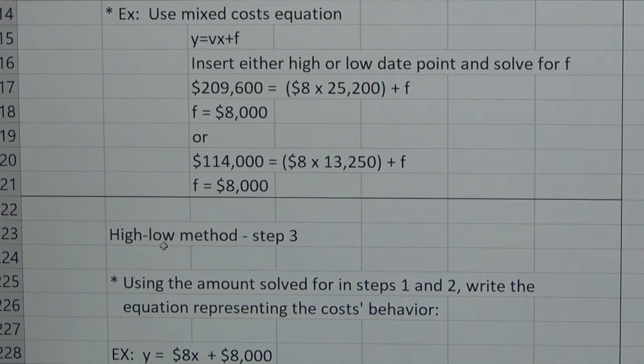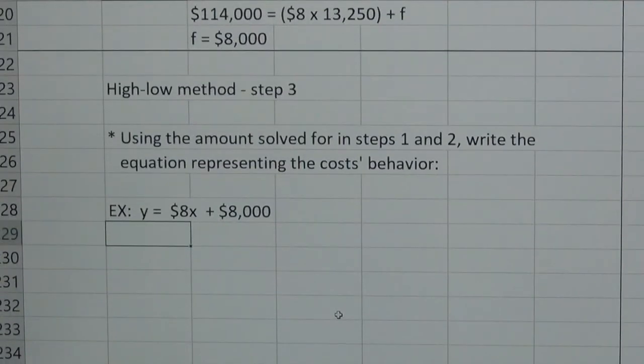So in the first two steps, we figured out that our variable cost is $8 per unit. And then in the second step we figured out that our fixed cost is 8,000. So from here, using the amounts solved for in steps 1 and 2, we write the equation representing the cost behavior.